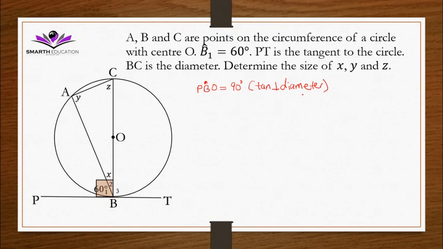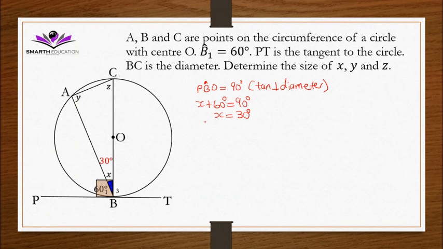Okay, and then if this is 90 degrees, then we can easily find B2 there, because if we add B2 and B1, we must get 90 degrees. So x plus 60 degrees is equal to 90 degrees, meaning that x is equal to what? X is equal to 30 degrees. So meaning that this angle here is 30 degrees. Right. Can we find angle y? Yes, we can easily find angle y.